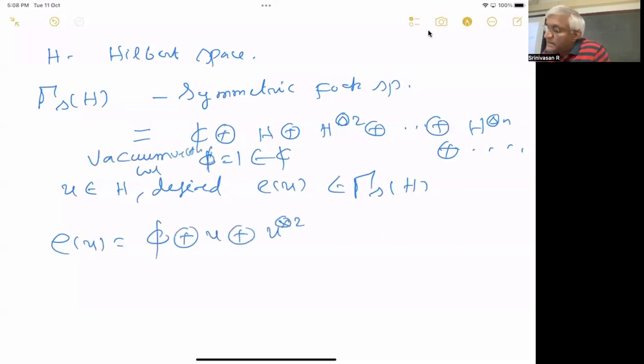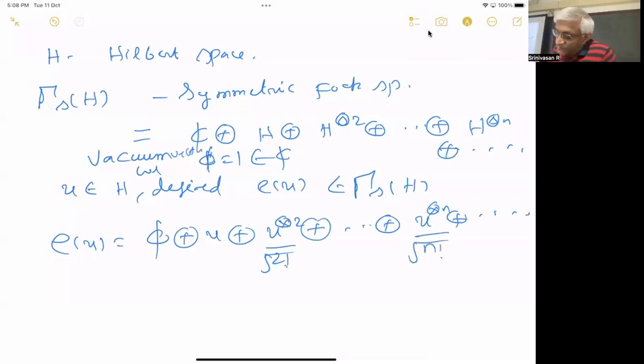you can take the n tensor, which is invariant under the action of the symmetric group. Sorry, this is not the thing. This is U tensor 2 divided by the square root of 2 factorial, and so on. Otherwise, it's unbounded. I mean, you have to sum it, and the sum has to be finite. So it is the square root of n factorial. Then we have E of U.